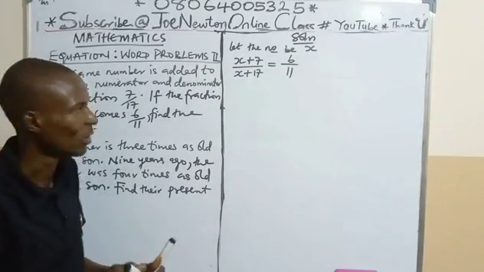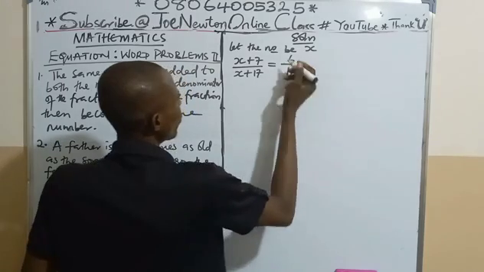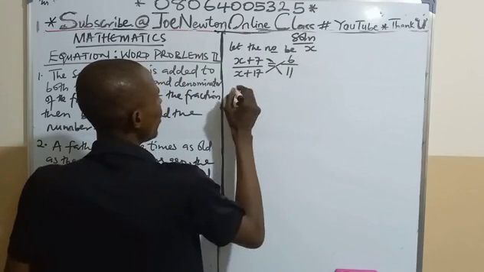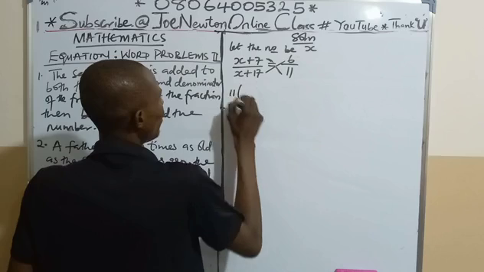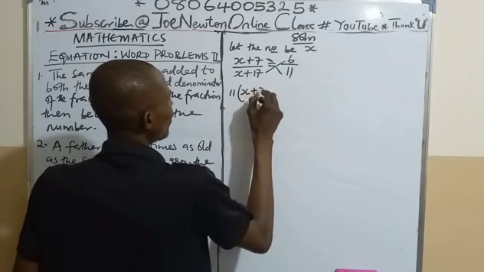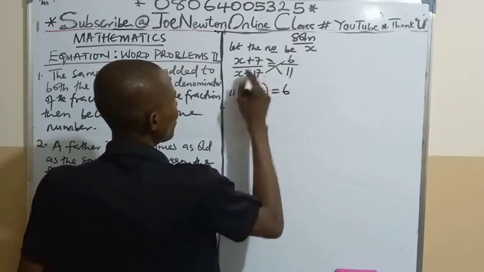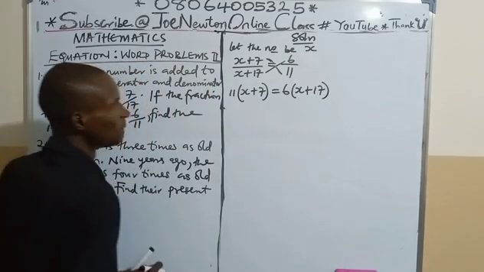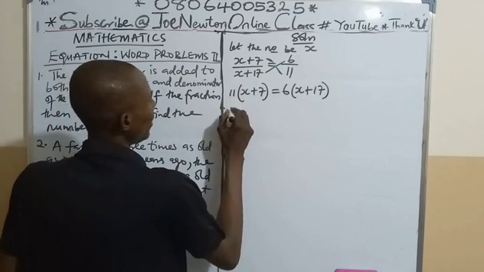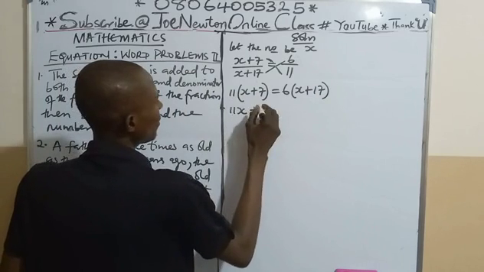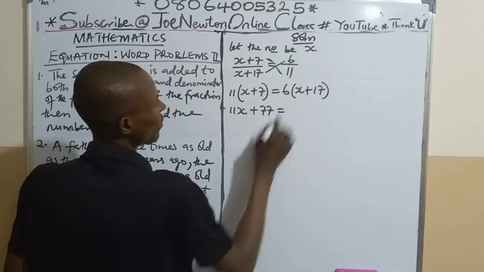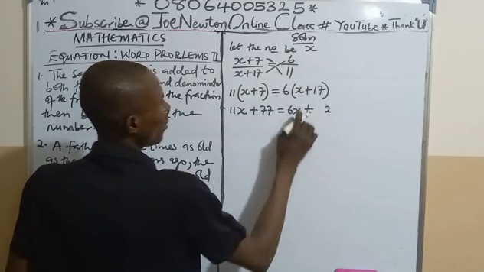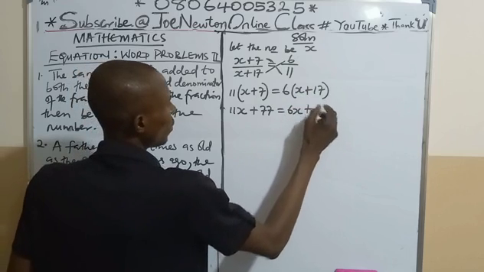That's the question. So the next thing we do is we cross multiply. The cross multiplication will give us 11(x + 7) = 6(x + 17). That's cross multiplication. And that will give you 11x + 77 = 6x + 6 times 17. 6 times 7 is 42, right? 2 carry 4, 6 times 1 is 6 plus 4 is 10, that's 102.